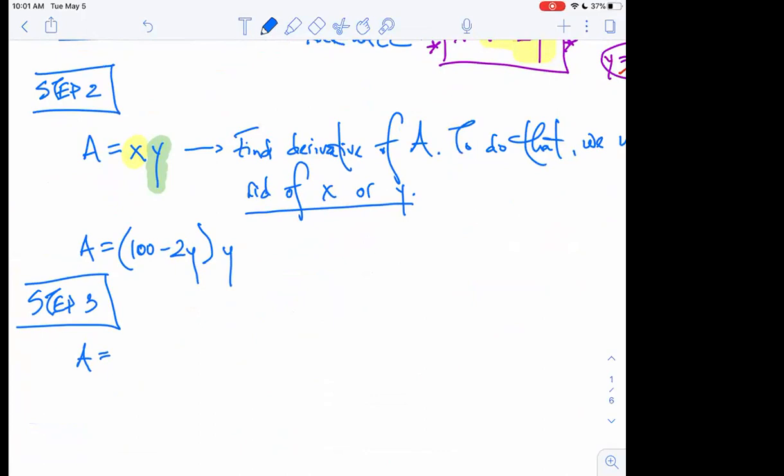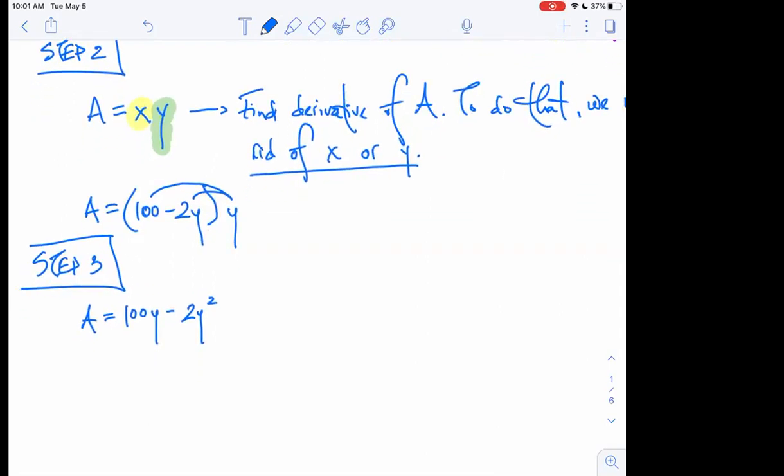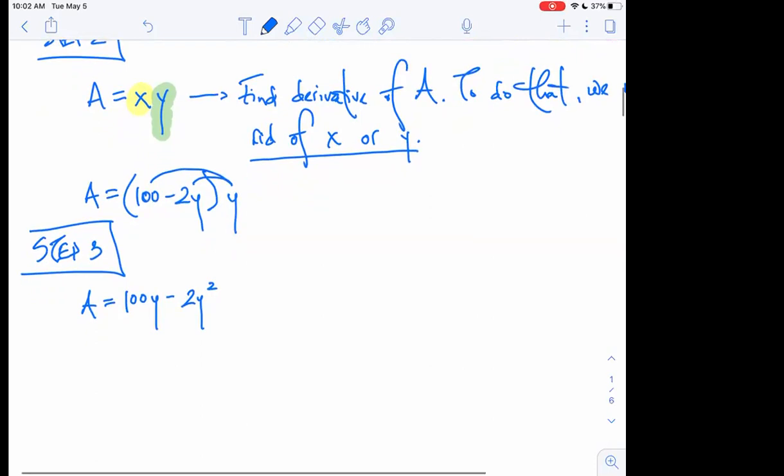Just multiply it out. So I'm going to take the y and multiply it in, and so I'll get 100y minus 2y squared. Now that I've simplified, I don't have to use the product rule when I'm taking the derivative, because I distributed it, so I don't have to worry about that.